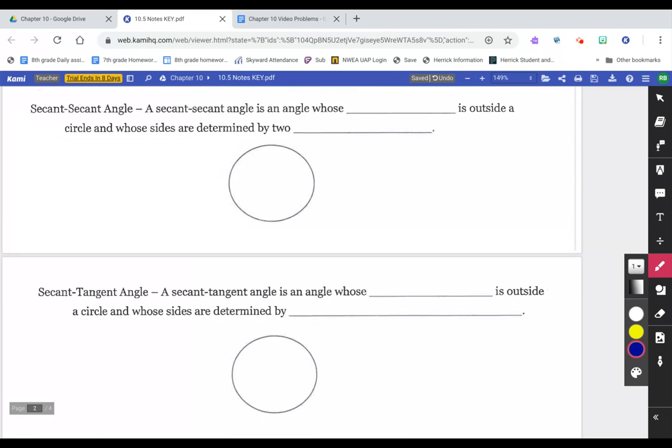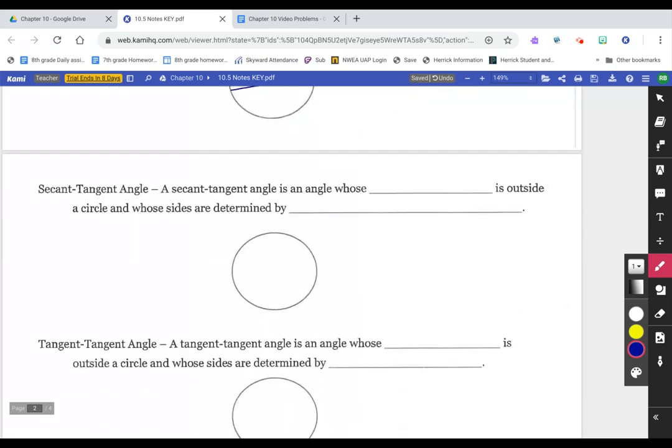And yes, you have vertical angles, which you are going to use that property when we solve for the measurements of these angles. Okay, we have a secant-secant angle. A secant-secant angle is an angle whose vertex is outside. So this is the first time it's outside a circle, and whose sides are determined by two secants. So if you remember, a secant is a chord that continues outside the circle. So if we let's put point P, this would be a secant-secant angle. It's made up of two secants, and the vertex is outside the circle.